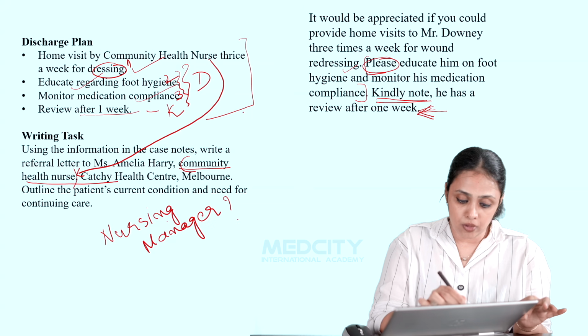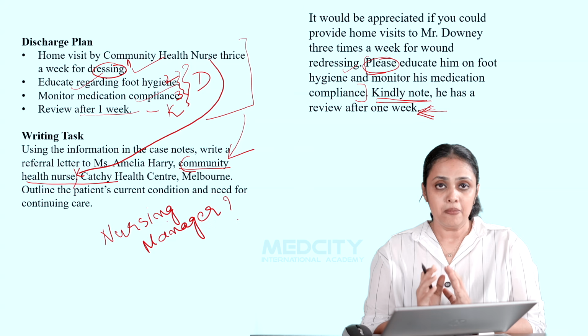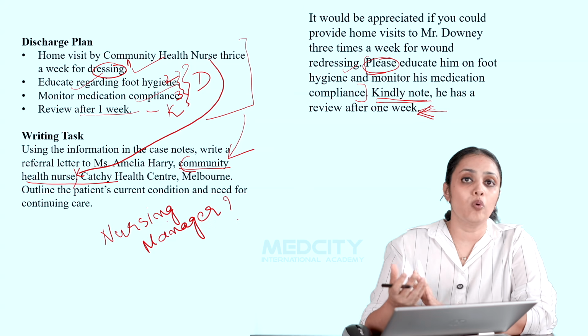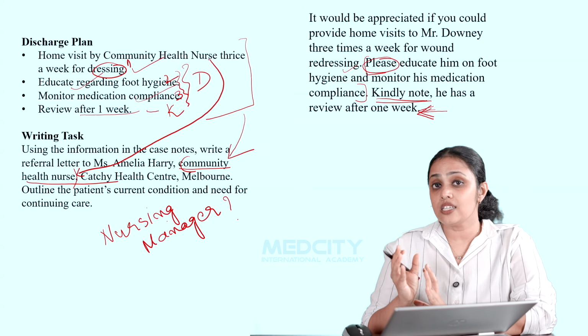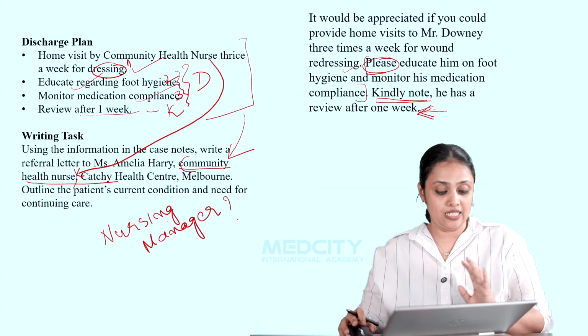Now, if we are writing to the community health nurse, you are directly telling the community health nurse to take the action. But to a community nursing manager, we cannot directly say to provide wound dressing or to monitor the medication compliance. We can just say it as a requirement. We need to be even more respectful towards the community nursing manager.